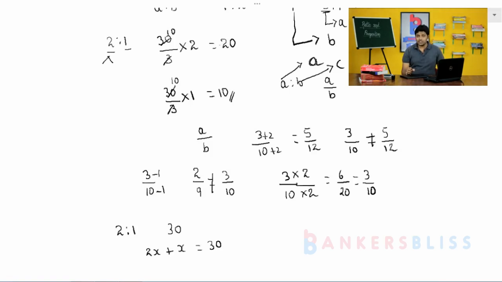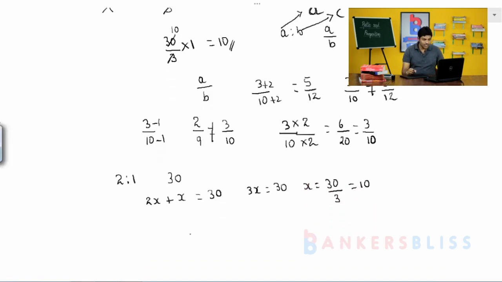But here, this method is very important. So, 2x plus x is equal to 30. So, 2x plus x, 3x is equal to 30. Next, x is equal to 30 by 3, which is equal to 10.